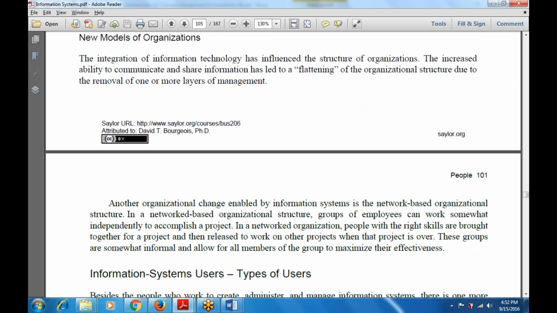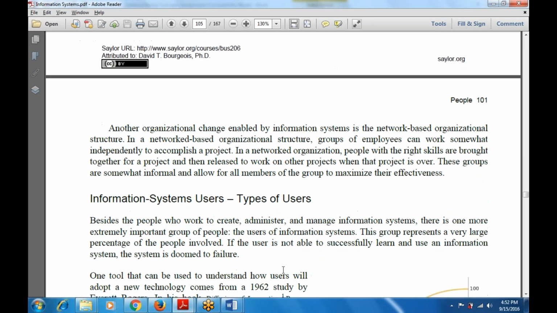And in the network-based organization structure, a group of employees can work somewhat independently. That means they work independently in how they work. And in a network organization, people with the right skills are brought together for a project and then released to work with other projects when the project is over.